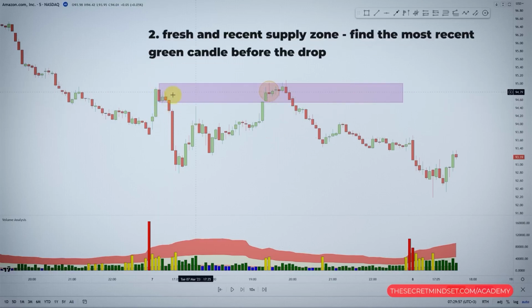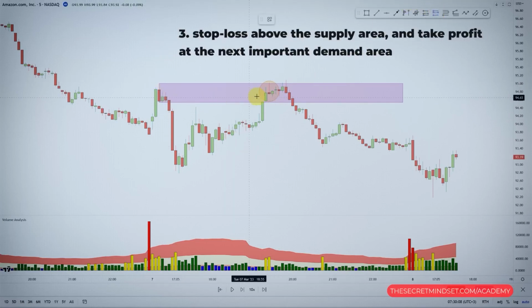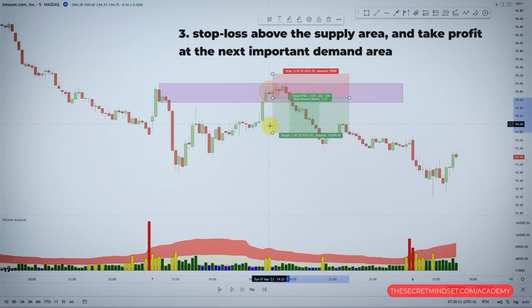Then we find a fresh and recent supply zone. We found the most recent green candle before the drop and marked our area of interest. A short position after the supply rejection was the obvious trade. Stop loss above the supply area, and you target the next important demand zone.